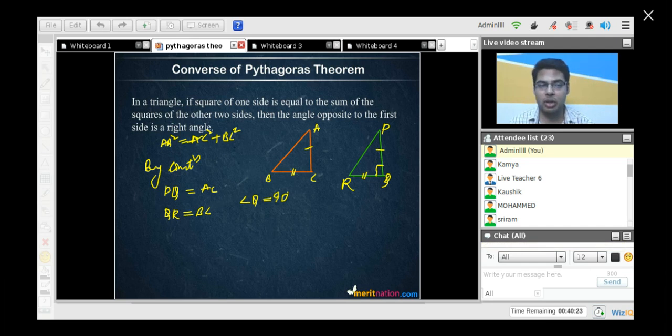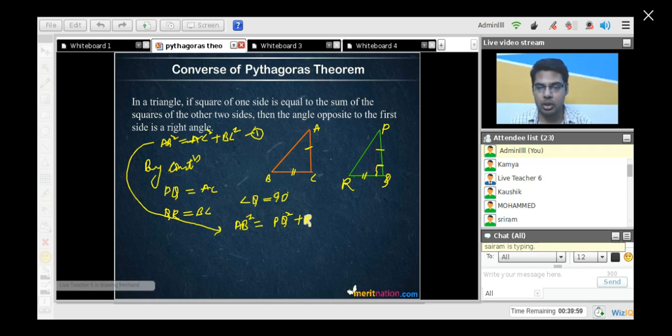Try to understand. First of all, what is this? This is what we have been given, right? By construction, can I write it down? This equation becomes, all of you just try to listen up. This equation becomes AB square equals PQ square plus, in place of BC, let us write down RQ square. Try to understand this part.